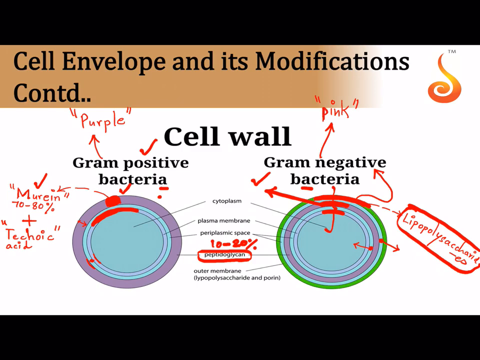So all of you remember this one thing. Cell wall is very thick. Cell wall has 70 to 80% murein. Cell wall is very thin. Cell wall has 10 to 20% murein. Teichoic acid is present in the cell wall. Teichoic acid is not present in the cell wall. Outer to the cell wall, there is an additional membrane called outer membrane rich in lipopolysaccharides. Okay.